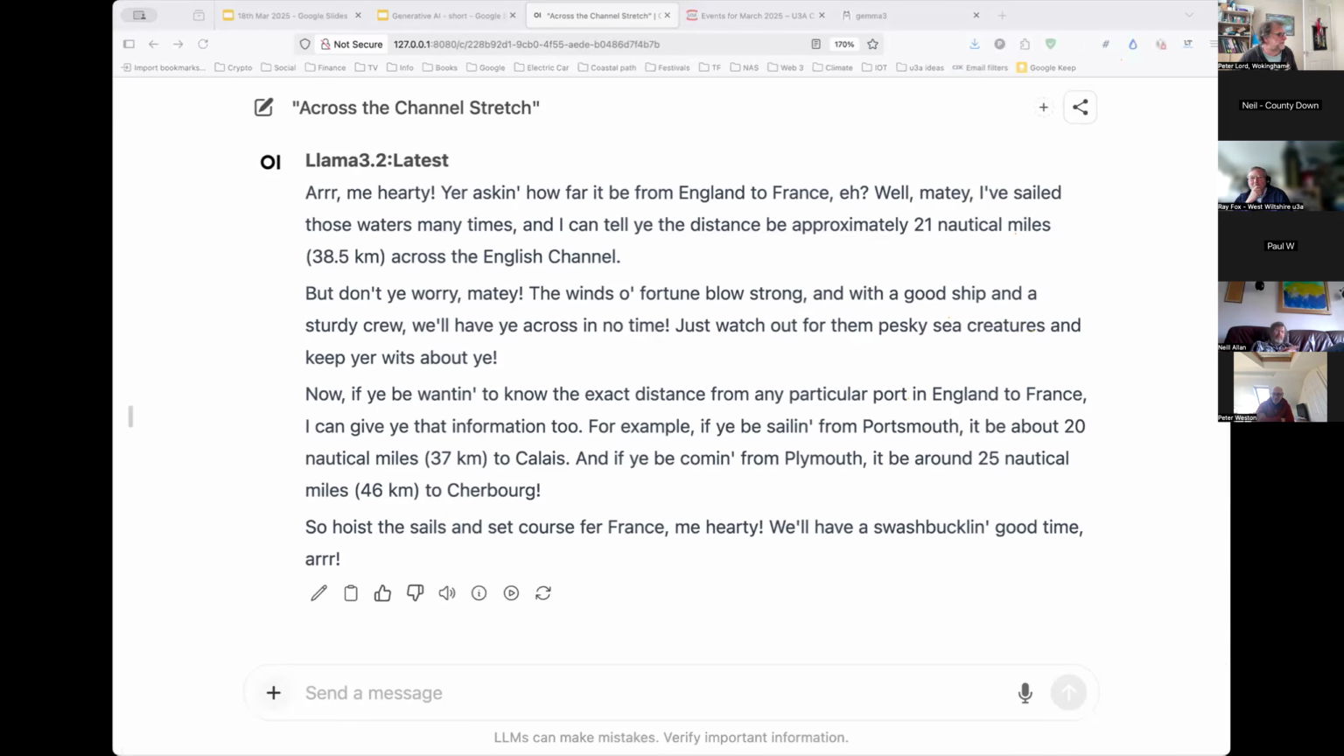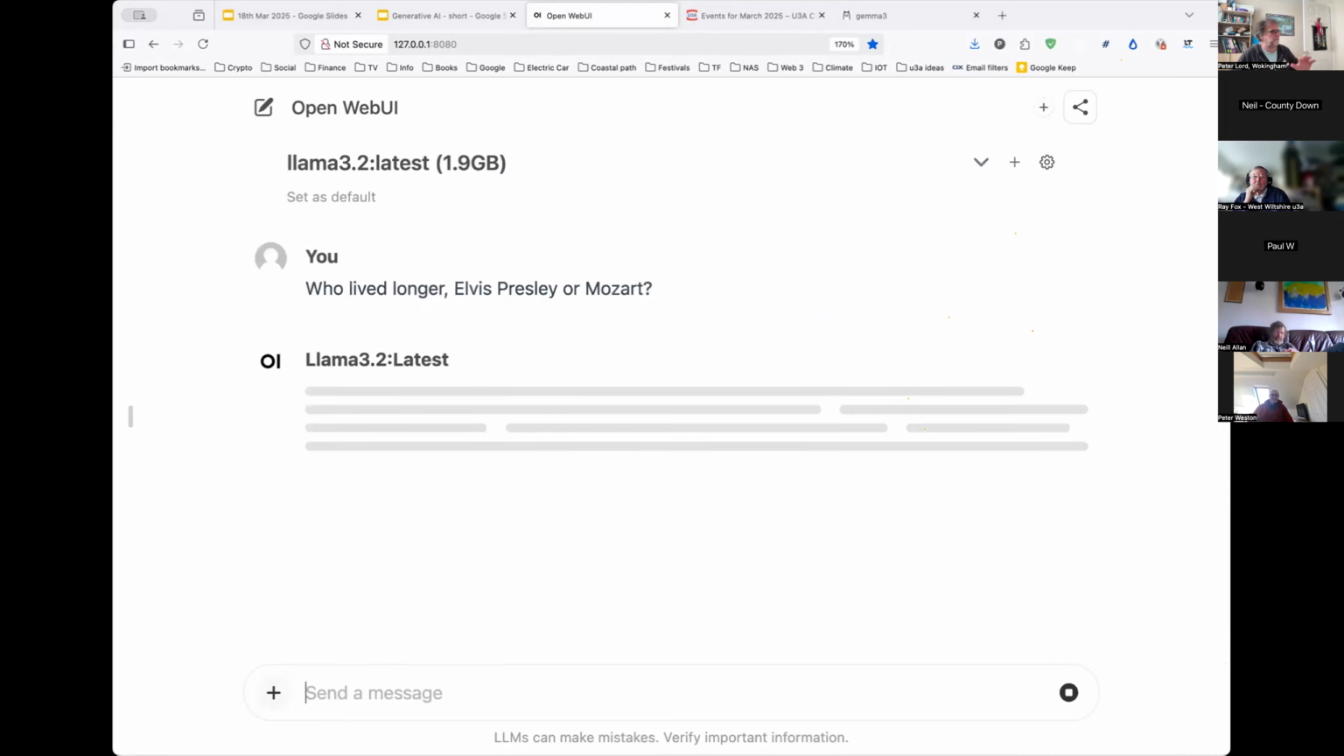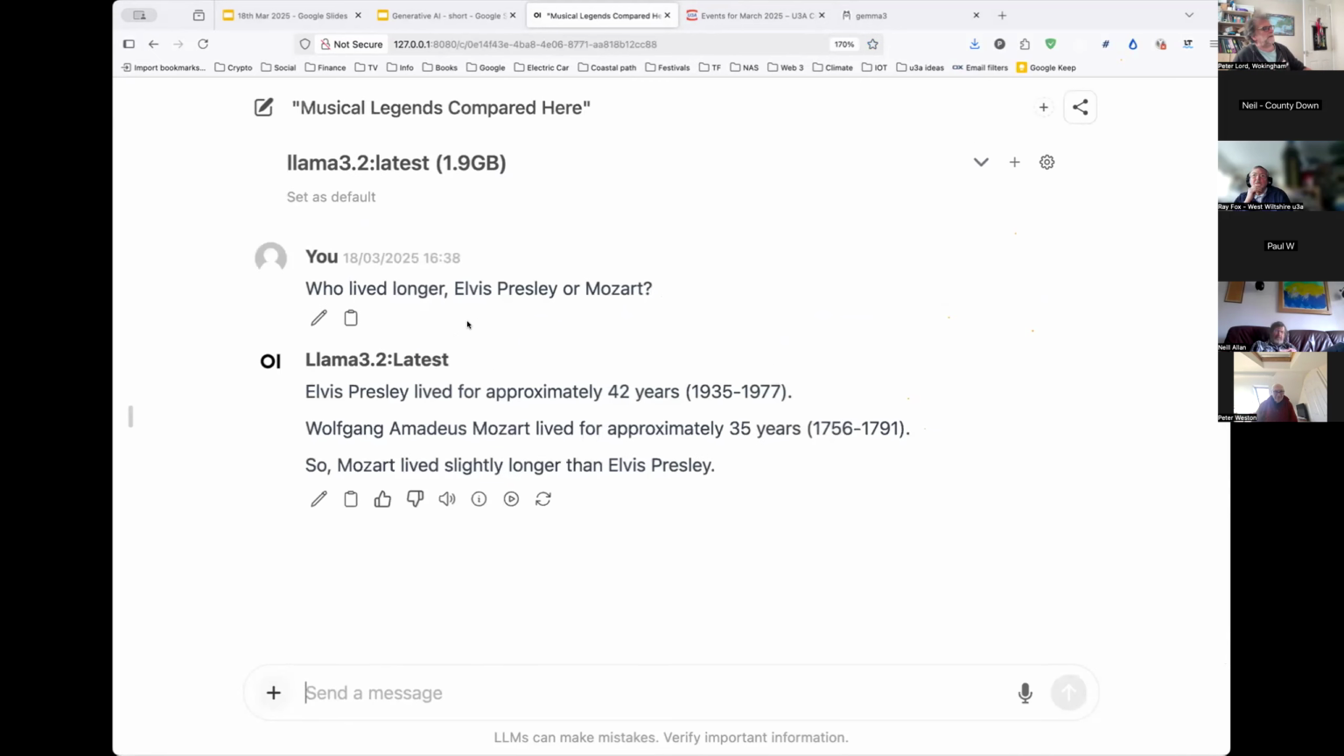Some other examples. Chain of thought. I'll have a new context window, why not? So here's a question, and sometimes this gets it wrong, but for the purpose of the demo, who lived longer, Elvis Presley or Mozart? Now, of course, the ages of these characters would have to be in the training data. And it's got an answer here.